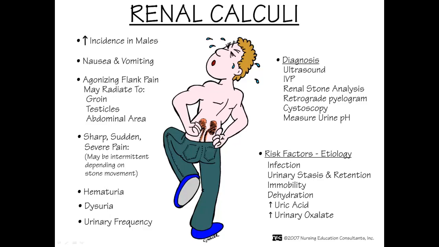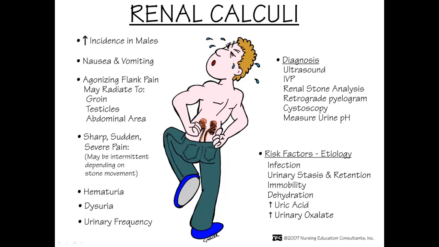Diagnosis, again, we use our ultrasound. That's one possibility. IVP, we talked about that. We can do stone analysis, where we're taking the stone. If somebody happens to pass the stone, we're going to try and filter the urine so that we can look for stones. And if we find stones, we're going to send them down to the lab so we can look at them and find out what kind of stone that is. Retrograde pyelogram, this is a situation where we're going to put the dye up from the bottom and look to see where the dye goes.